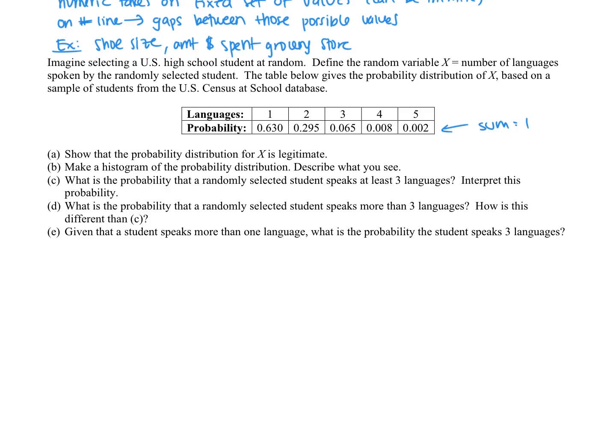They do. B, make a histogram. I'm going to be honest, I don't really want to make a histogram. Are you guys comfortable making a histogram on your own later? Like, you can do that in the homework. We don't need practice. Great. What I do want to talk about is when it says describe what you see. What do we talk about in a histogram?